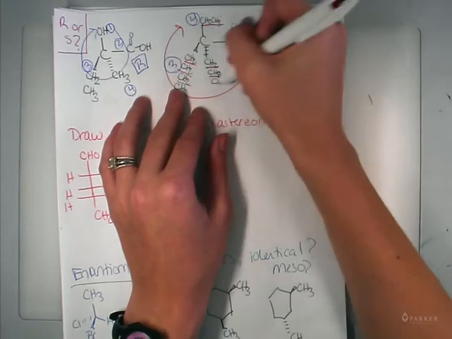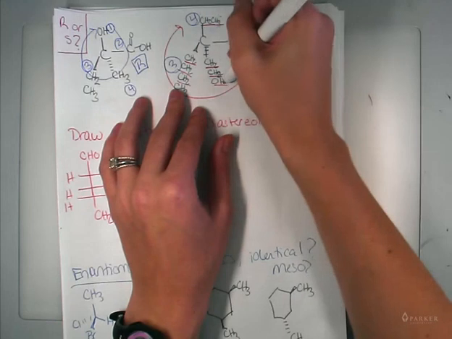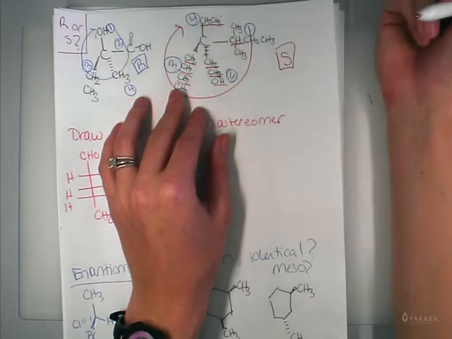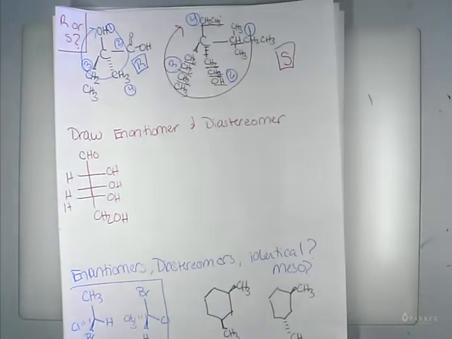Then we go CH2 versus OH. OH is a higher priority than CH2, so that's number 2. So just keep going down the list until one of them either loses or wins. Okay?